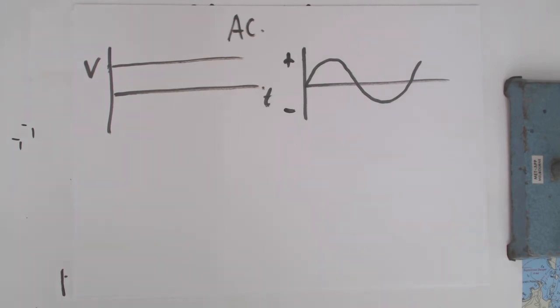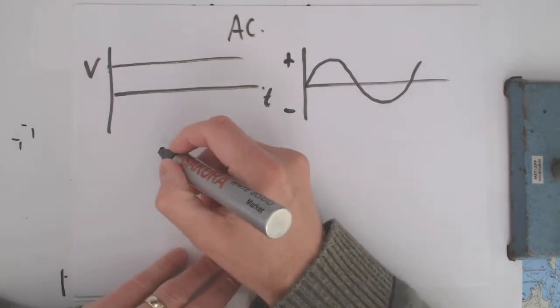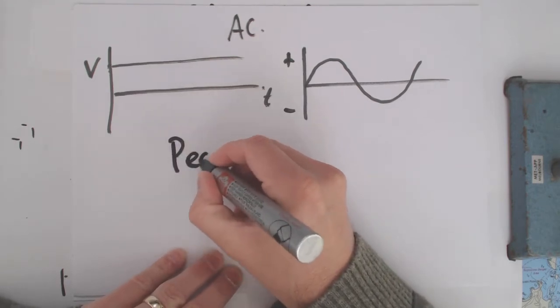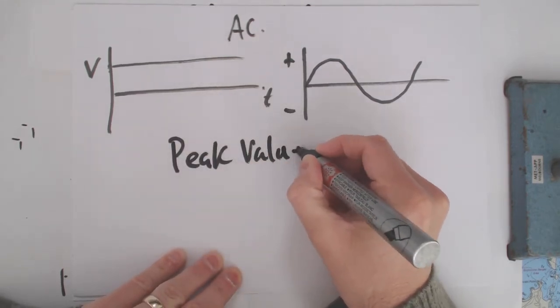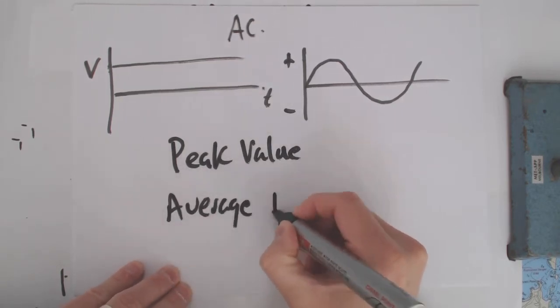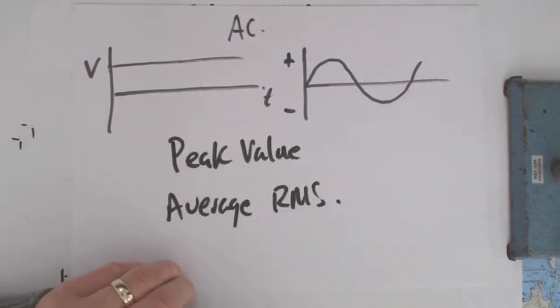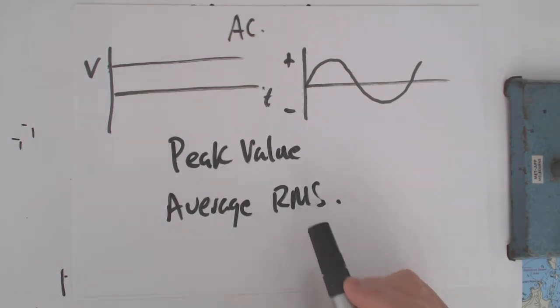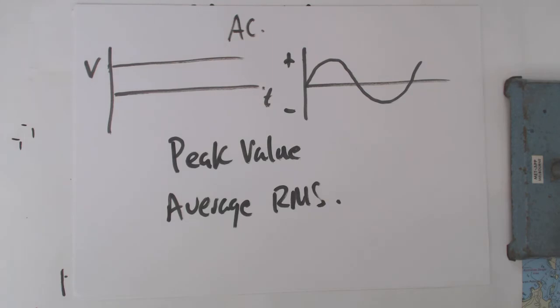Now, the basic thing you have to know about alternating voltage is what its peak value is, and what its average value is. And its average value we give an RMS title to, and if you've done stats, you'll know that RMS means root mean square. It's a way of taking an average type thing. I won't go into how we do that.